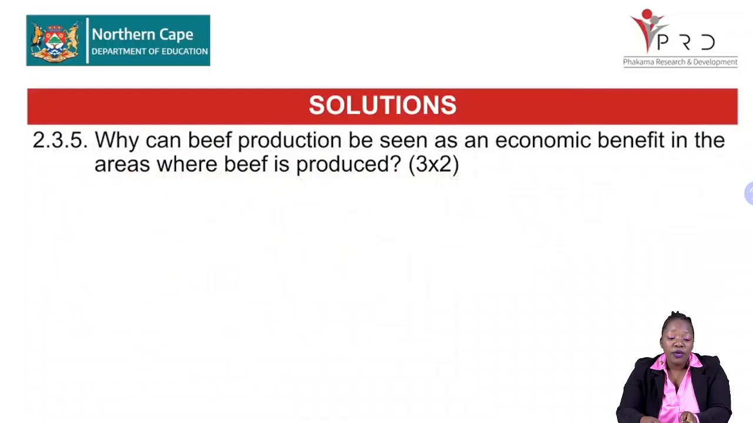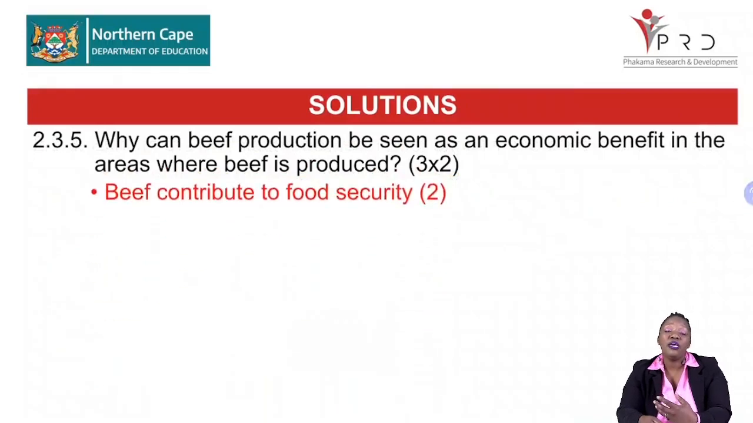And then your 5th question, it says, why can beef production be seen as an economic benefit? When they are talking about economic benefit, it's something that will benefit either the country or the area in terms of money. So number 1, the beef contributes towards food security. Again, we need to be healthy so that we can be able to work. So with that beef, it also contributes to food security, which means people will have something to eat.